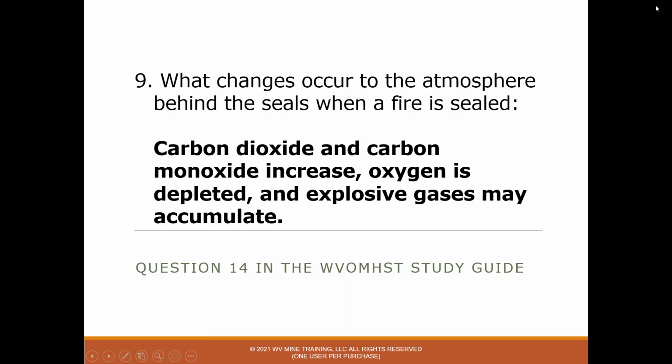The oxygen is depleted because the fire is consuming the oxygen, and explosive gases may accumulate. So if you have a gassy coal seam, you could have methane gas entering that area, and since we're not adding any new air to it to dilute it, then methane gas levels could increase.